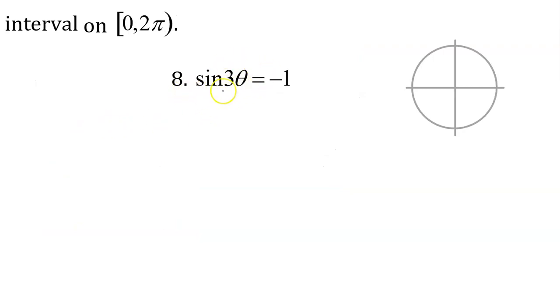Number 8, we are back to the multiple angles. Let's start by solving for 3 theta by asking ourselves the sine of what is equal to negative 1. Well, the sine of 3 pi over 2 is equal to negative 1. So that is the first solution for 3 theta anyway. But the fact that we have 3 theta tells us that we will probably need 3 sets of solutions.